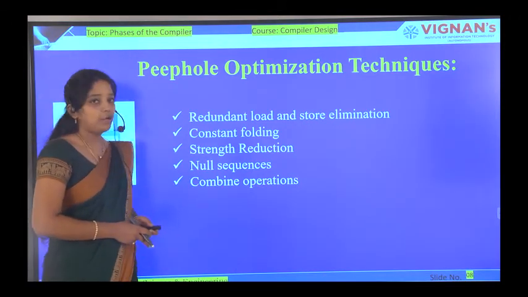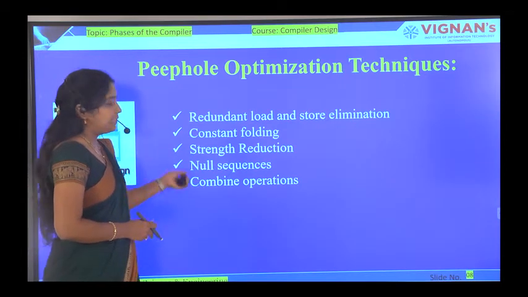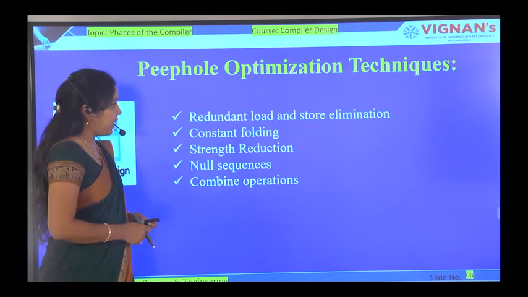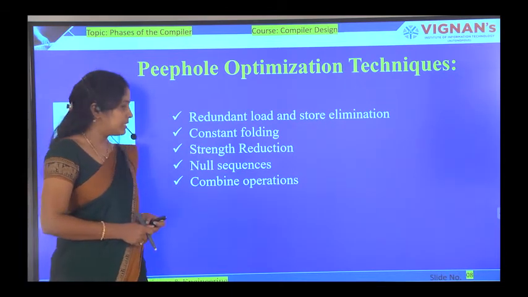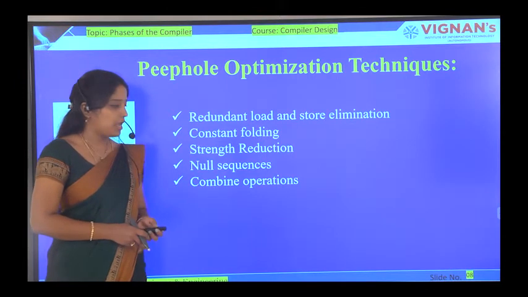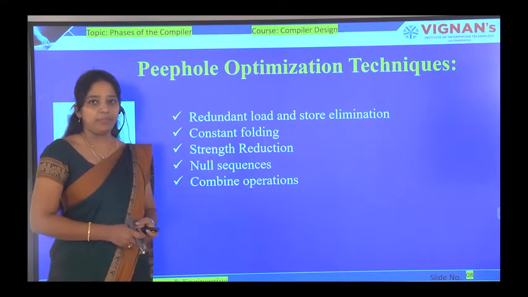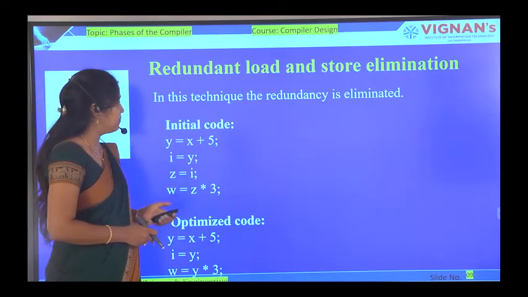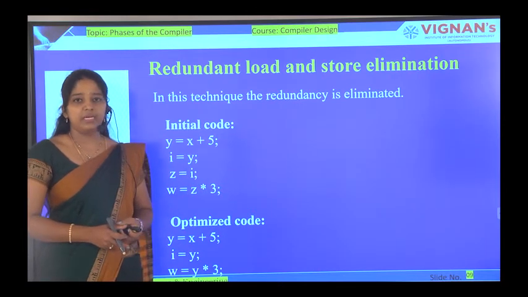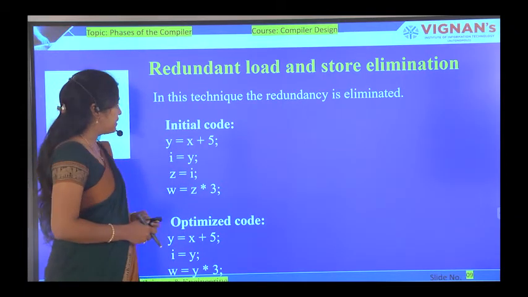Now, peephole optimization techniques. These are the techniques we are going to use in peephole optimization: redundant load and store elimination, constant folding, strength reduction, null sequences, and combine operations. Let's see these peephole optimization techniques one by one. First, redundant load and store elimination. We have already done this technique in the machine independent optimization techniques, so let's revise it once.